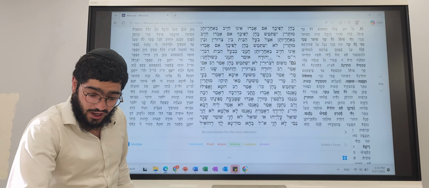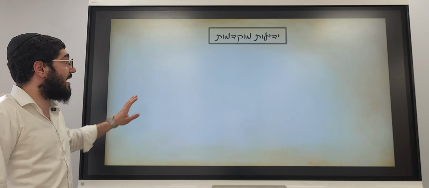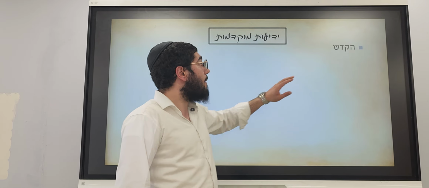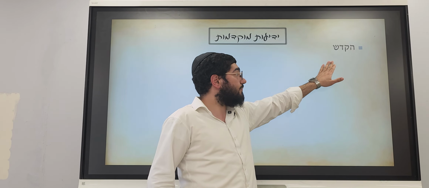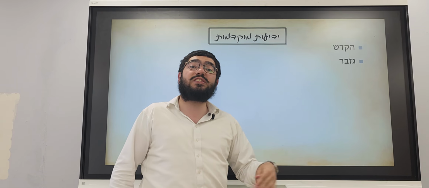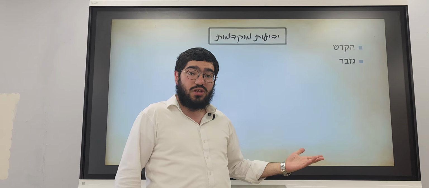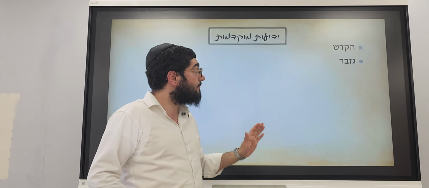And with that, we move on to Chelek Beis. But before we go on to Chelek Beis, we have some ideas to introduce. Number one is Hekdesh, money that belongs to the Beis Hamikdash. People dedicated money to the Beis Hamikdash, that's called Hekdesh. Number two, Gizbar. Gizbar is the person who's in charge of the money of Hekdesh. He's in charge of all the money going in and out.